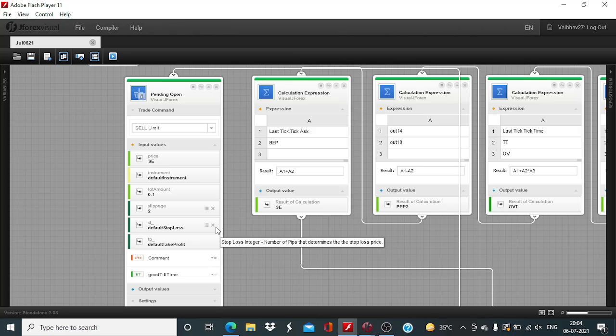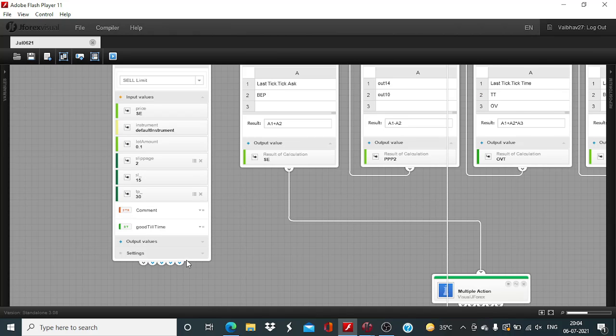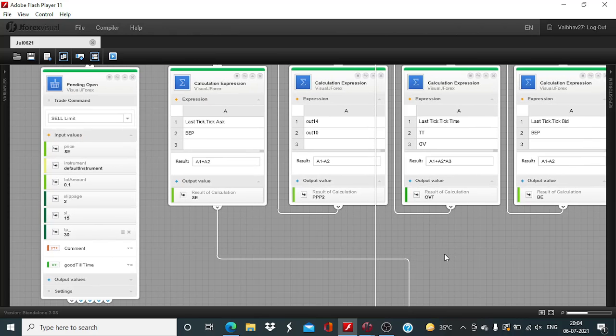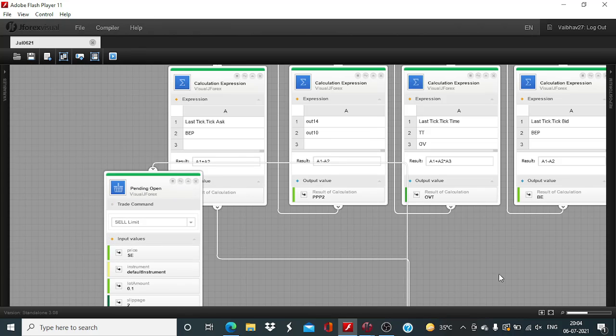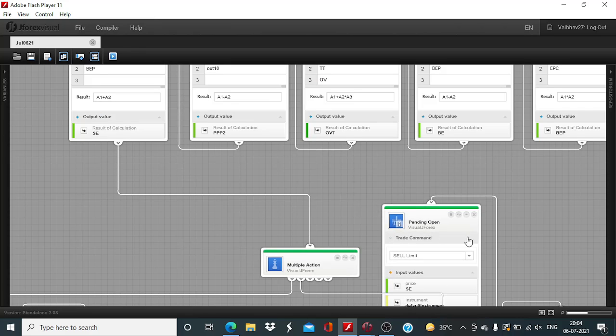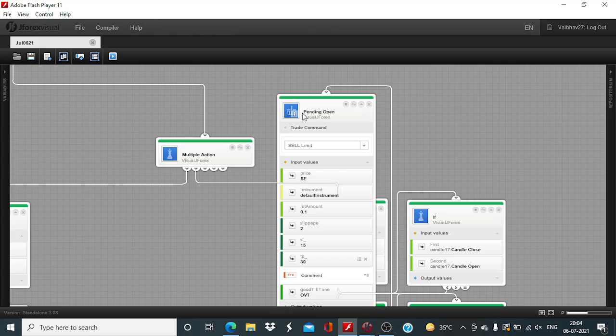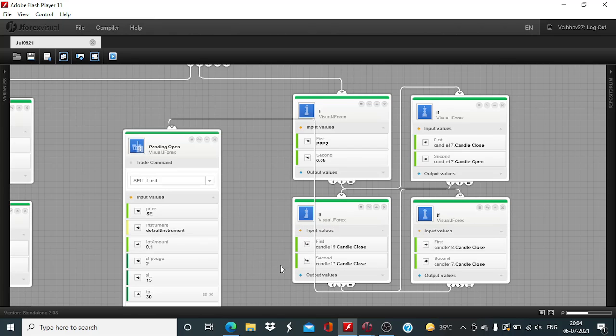Stop loss combination of 15 and 30. So we get the risk reward ratio of 1:2. And order validity is going to be the same as was the case with buy side. So we use the same variable. Order validity is going to be as per the result of the calculation.